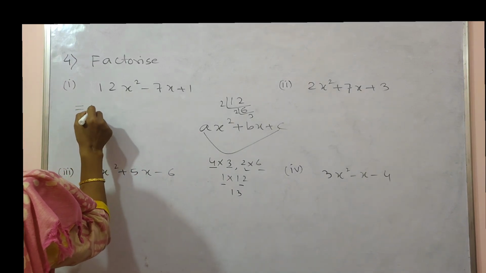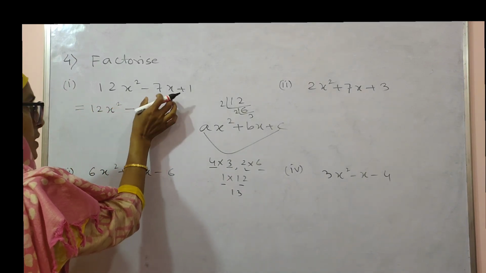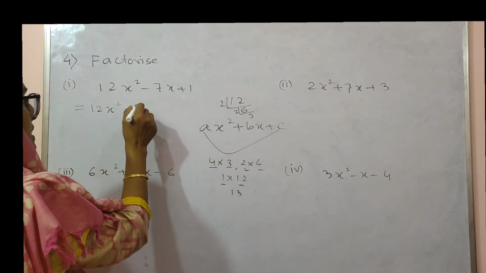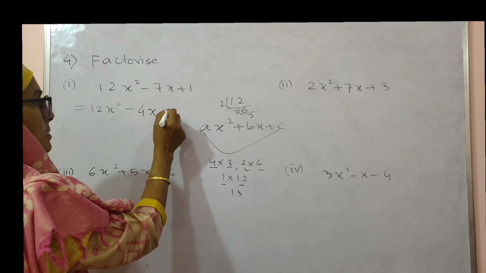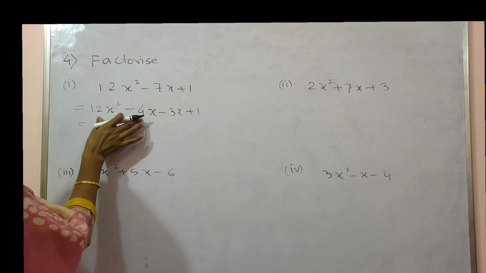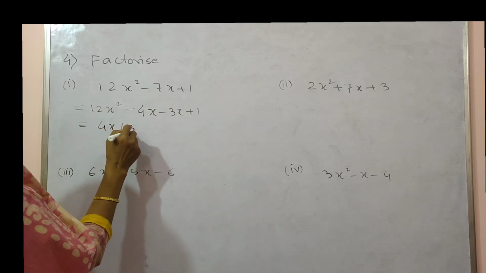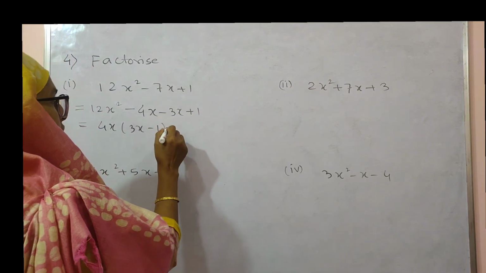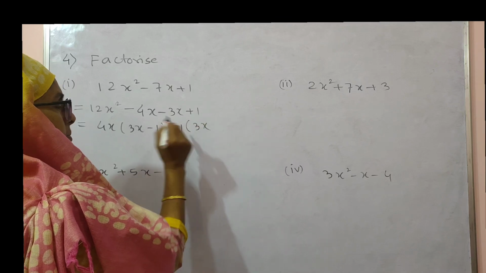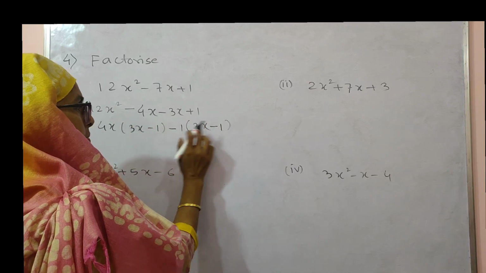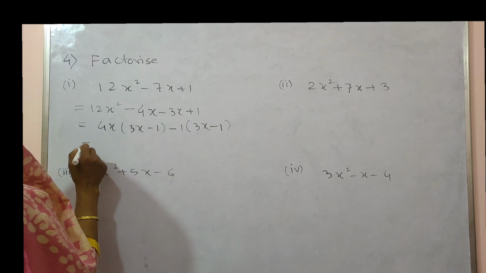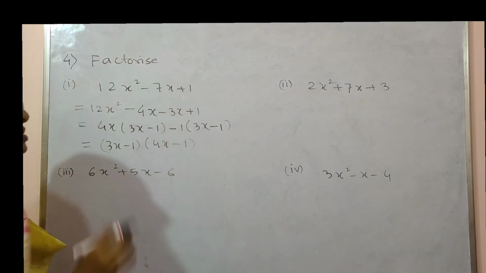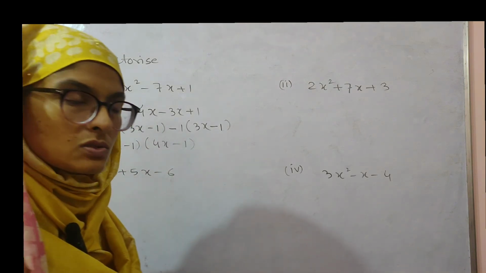So you can write 12x square, and you have to add 4 plus 3. Here the symbol is minus, so give the negative symbol before 4 and before 3. Take common from these two terms, 4x into (3x minus 1). Here 1 is common, but minus 1 is common. So if you take minus 1 common, you get (3x minus 1), minus minus plus 1. So (3x minus 1) and (4x minus 1) are the factors of 12x square minus 7x plus 1.